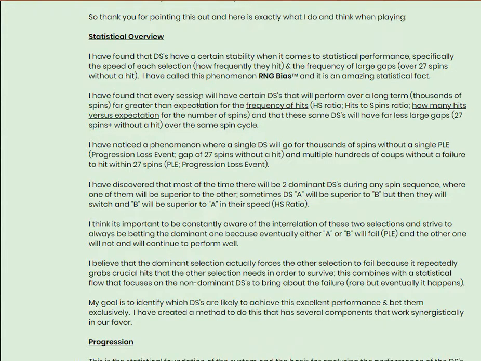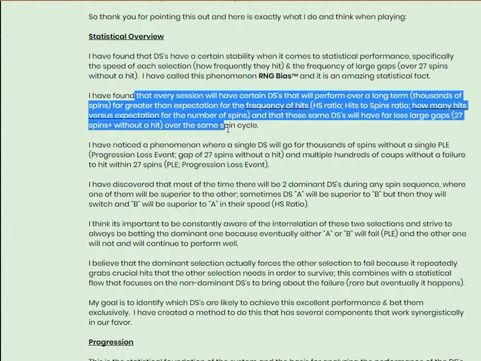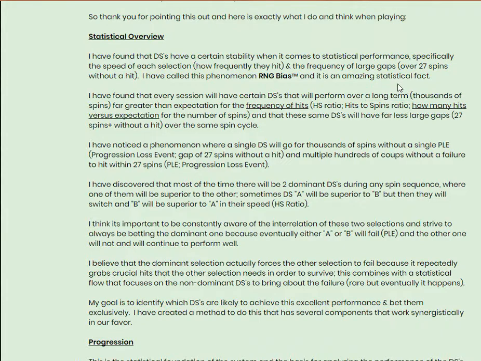I am going to show you where it exists in every session. Every session over a long period of time, thousands of spins, where you will see groups of numbers that are going to be performing better. They're going to be hitting more often, and they're going to be gapping far less. They're not going to have large gaps, and they're going to persist over a long term. We're talking hundreds and thousands of spins.